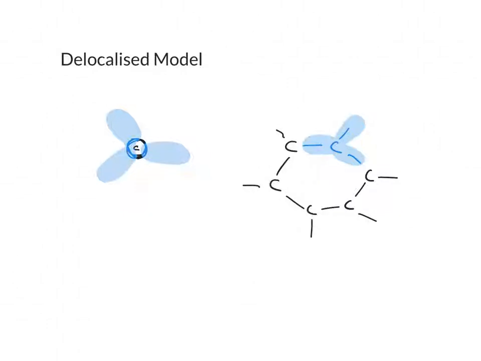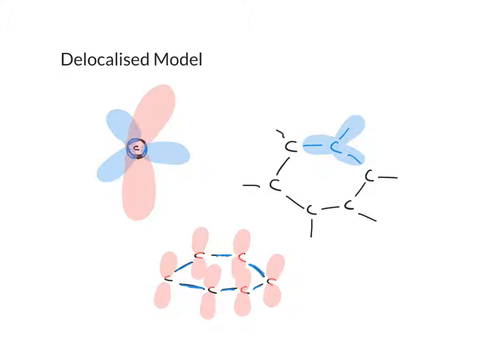And there's also a p orbital above and below each carbon atom. As we're looking at this diagram now, the p orbital will come towards us and point away from us. So it sits above and below the plane of the ring. If we draw this in a different orientation, looking to the side of a benzene ring, you can see the p orbitals, these dumbbell shapes, above and below each carbon atom.